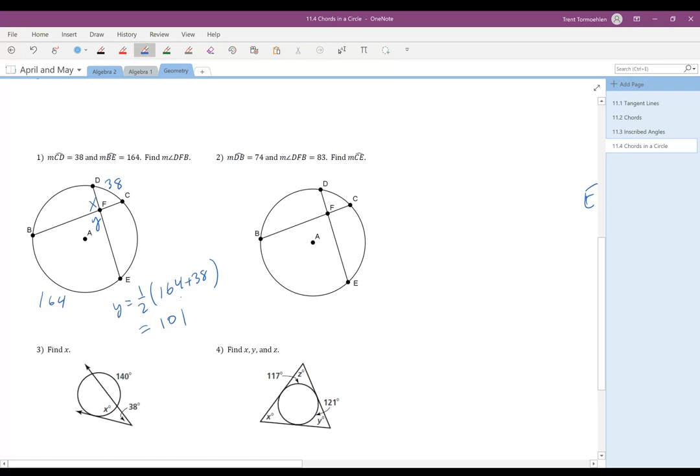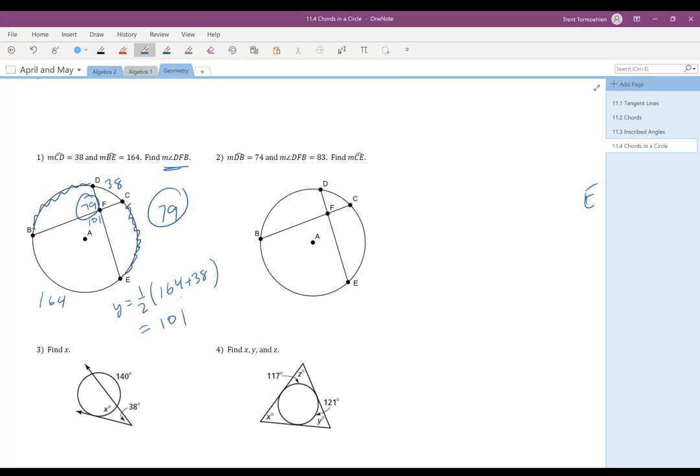So y is 101, and so if that turns out to be 101, then the answer to my problem, the measure of angle DFB, is 79 degrees. You don't know exactly what BD and EC are. We don't know those exact values. And so we use the other two first, and then we go from there.